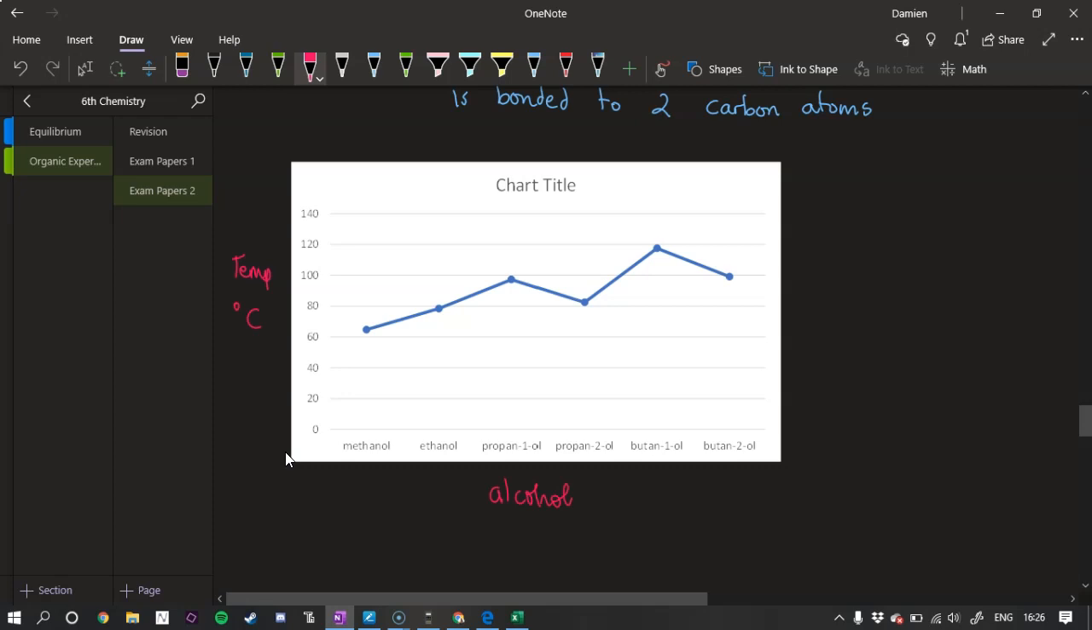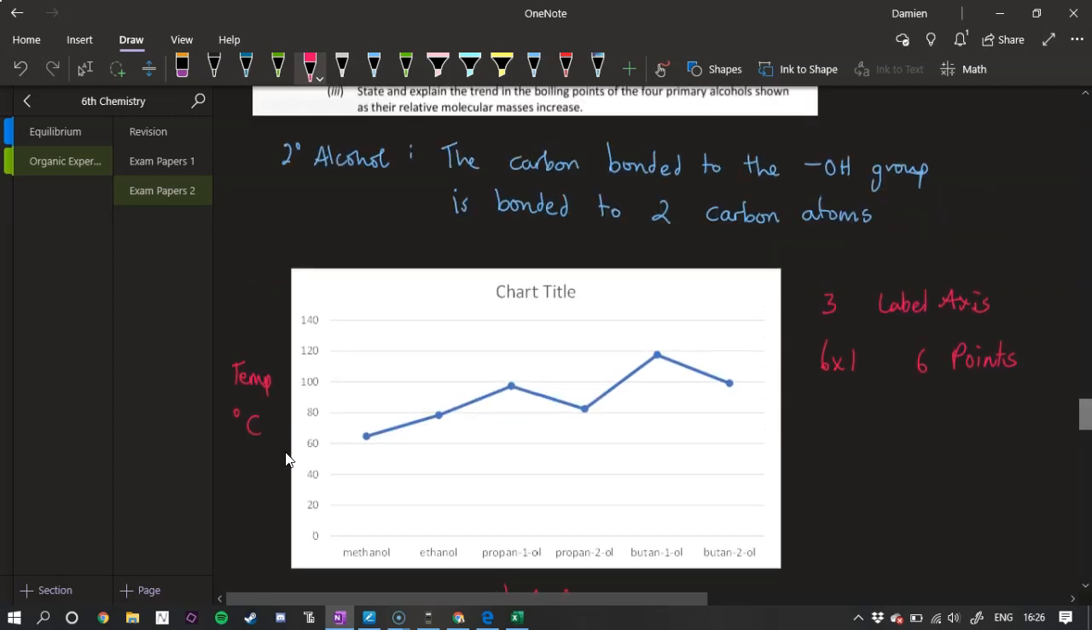And when you're working on this, you're going to get 3 marks if you have at least 1 numeric scale. So in other words, label the axis. That's for 3 marks. You're going to get 6 times 1 mark for your 6 points. Marking schemes often say you don't have to join these points together. I would just join them together just in case. Let's move on to the questions then on the chart.